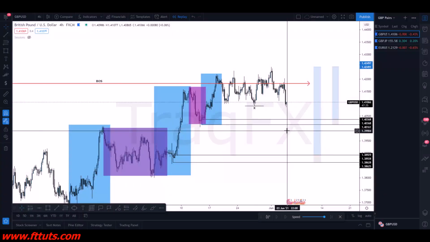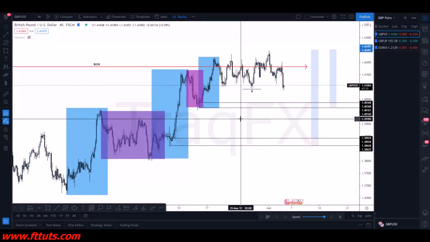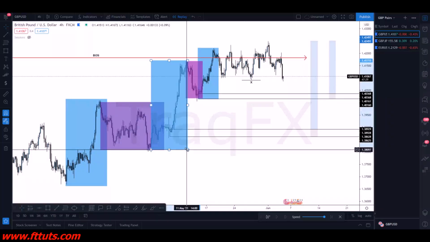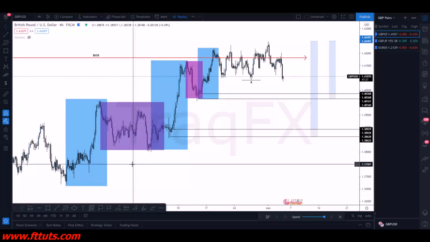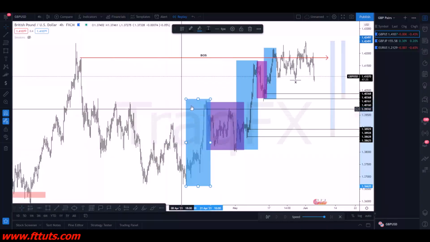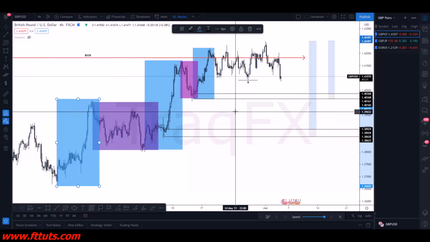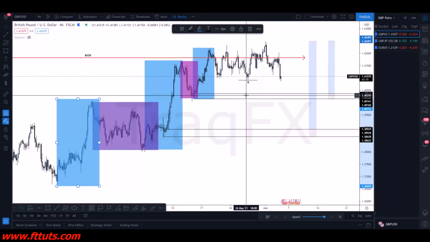And now what we want to do is focus on the major levels that caused that. So in this case, our major levels would be this one and this one. I wouldn't be focused on this one rather because this is way too deep for GBP USD to really retrace, and it doesn't make sense because we are in an uptrend.